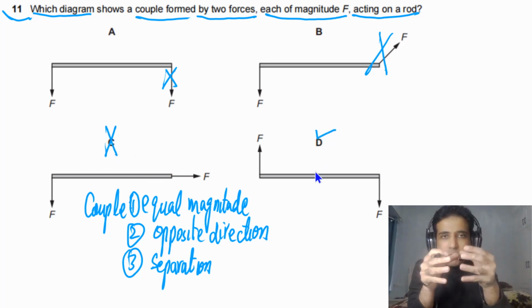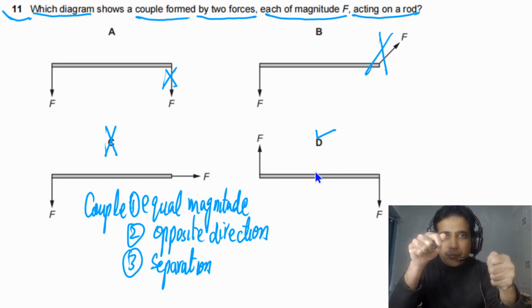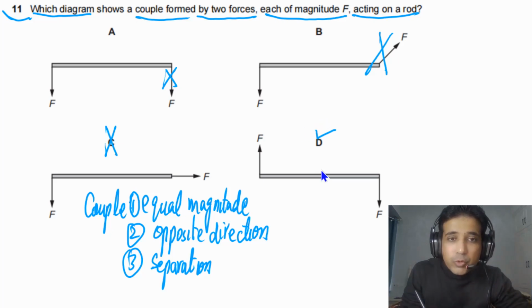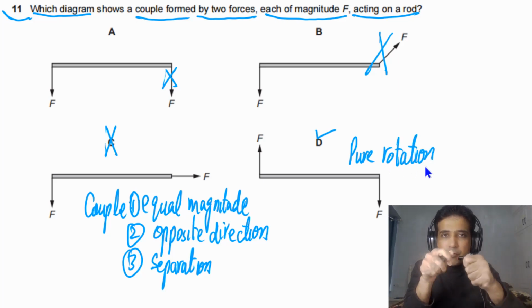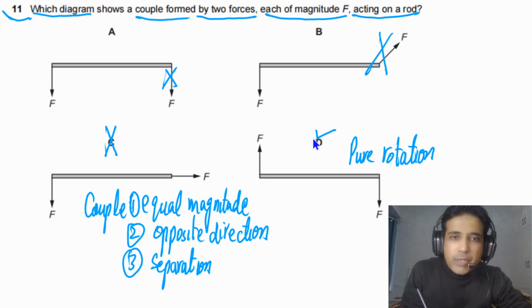Because the torque of a couple, when forces form a couple, gives pure rotation. There is no translation. So very important: the body will just rotate. There will be pure rotation when the forces form a couple. So the answer for this question is D.